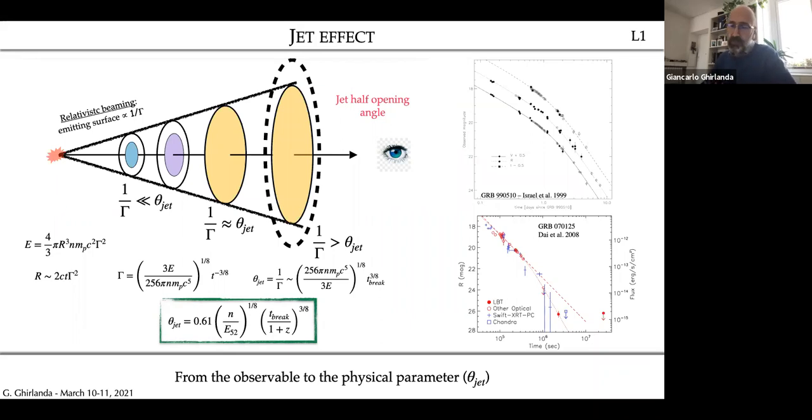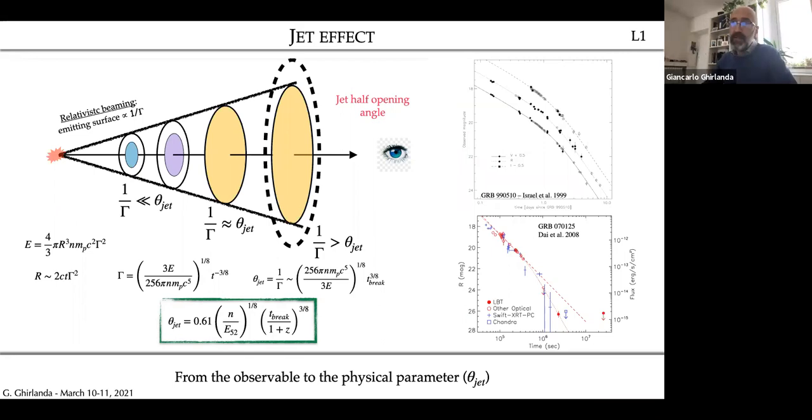This is a prediction of the model, which is met by the observation. I show you here just a couple of examples. This is a light curve of a GRB dating back to 1999, where you see that there is a transition. This is smooth, of course, because this is an oversimplified description of the process. There is a smooth transition from a decaying law to a steeper one.